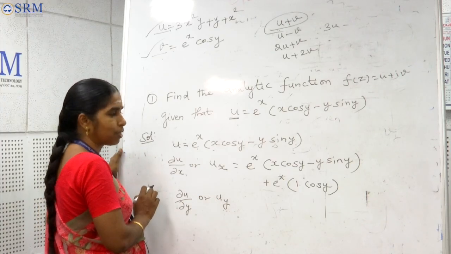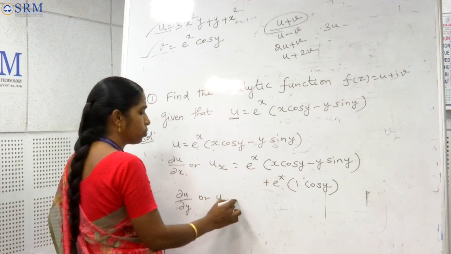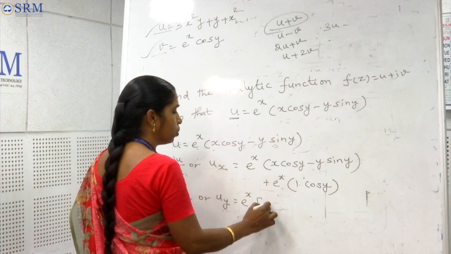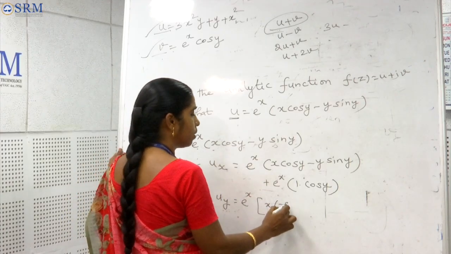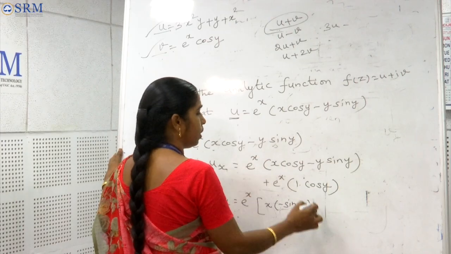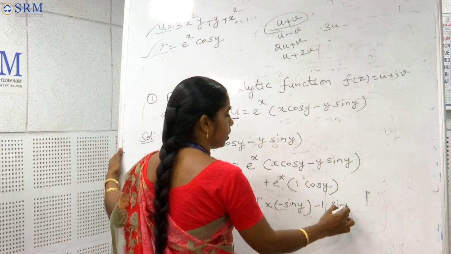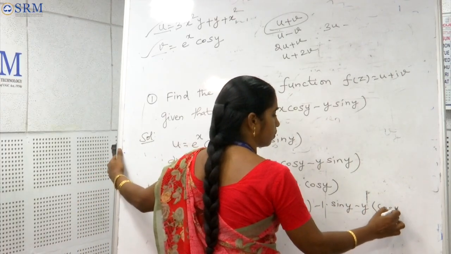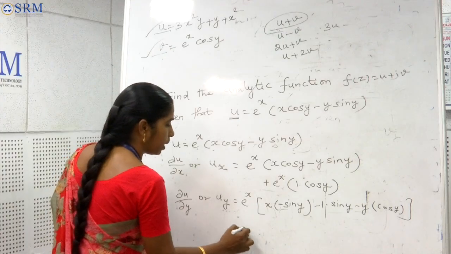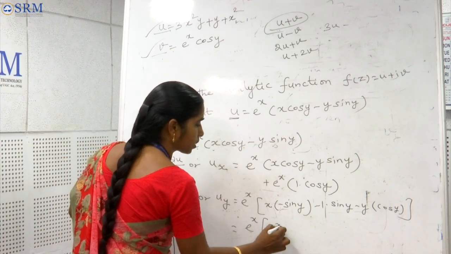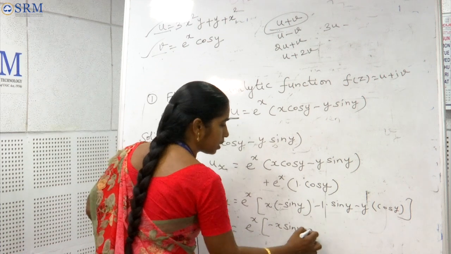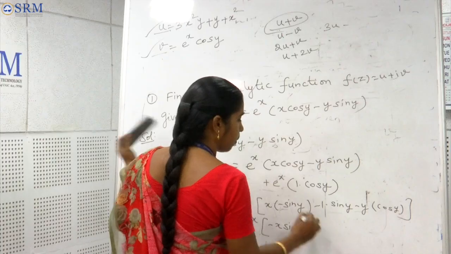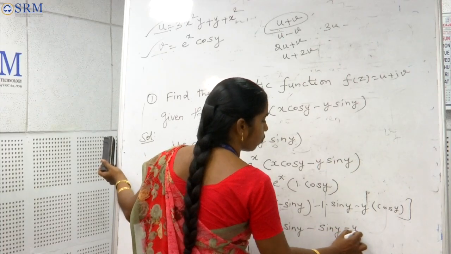Now the partial differentiation with respect to y. There is no y term, so this is a constant e^x. Only the remaining part is differentiated: x into cos y differentiation gives minus sin y, and then 1 into sin y minus y into sin y differentiation, which is cos y. So e^x times minus x sin y minus sin y minus sin y minus y cos y.